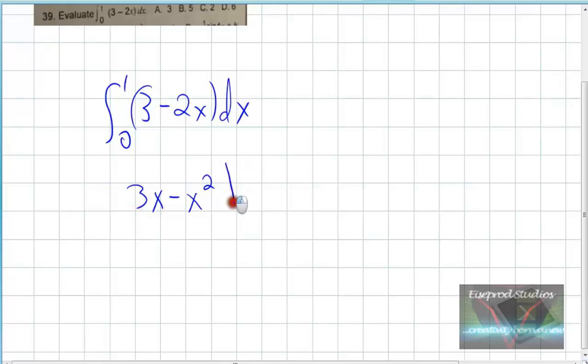So we have this antiderivative, but it's a definite integral, which means that instead of just ending it with plus c, we're going to evaluate it at two different values and subtract. You always start with the bigger value. We're going from 0 to 1, and 1 is the bigger, more positive value. So we evaluate this function at 1. 3 times 1 is 3, minus 1 squared, which is just 1. So we'll have this as a quantity, minus, now we evaluate it at 0. Well, 3 times 0 is 0, and 0 squared is 0. So our answer is going to be 2.